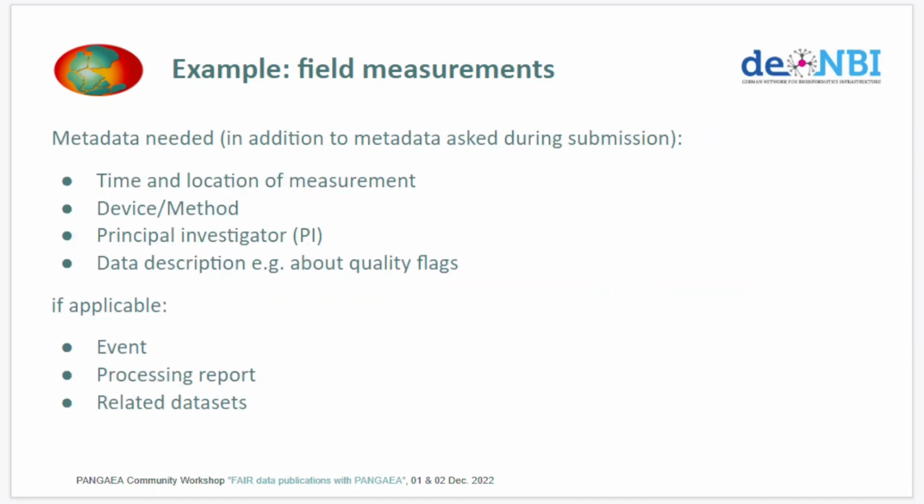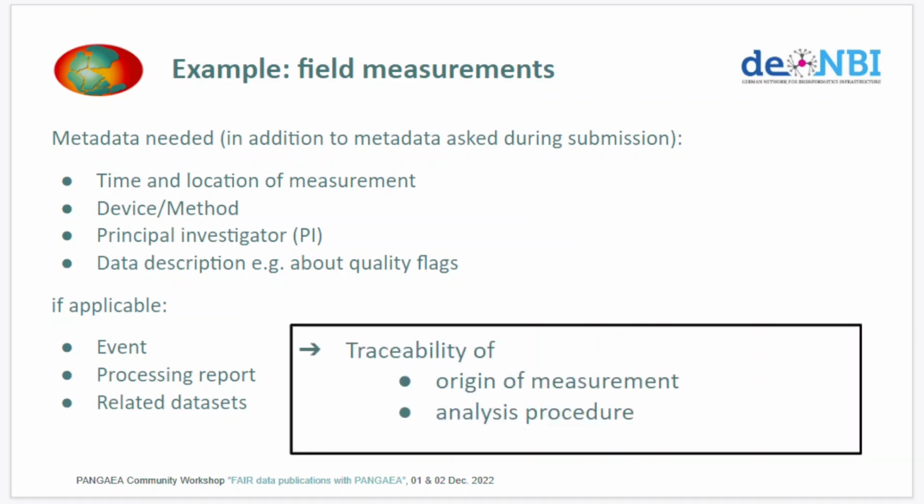So for this example, the following metadata is needed: the time and location of the measurement, device and method information, a principal investigator, data description, for example about quality flags, and if applicable, if available, an event or reports about the processing, or if this dataset is related to others. And this is to ensure the traceability of origin of the measurement and the analysis procedure.